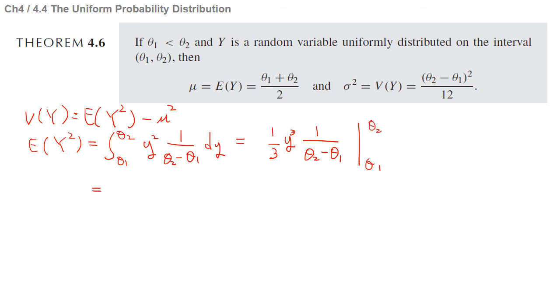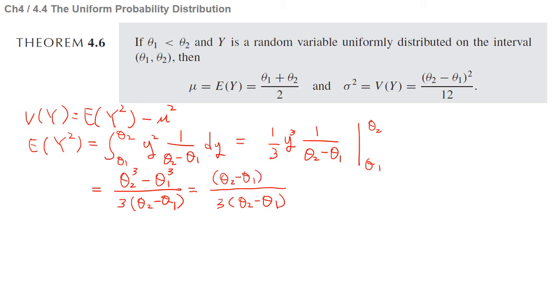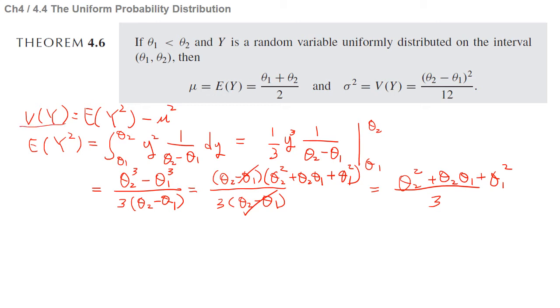And so here the constant term is 3 times theta 2 minus theta 1. And we put theta 2 in here and minus theta 1 here, which is theta 2 third minus theta 1 third. And actually this is 3 times theta 2 minus theta 1, theta 2 minus theta 1 times theta 2 square plus theta 2 theta 1 plus theta 1 square, and this one cancelled, and we have 3 here and theta 2 square plus theta 2 theta 1 plus theta 1 square. Okay, and let's calculate the variance of Y.